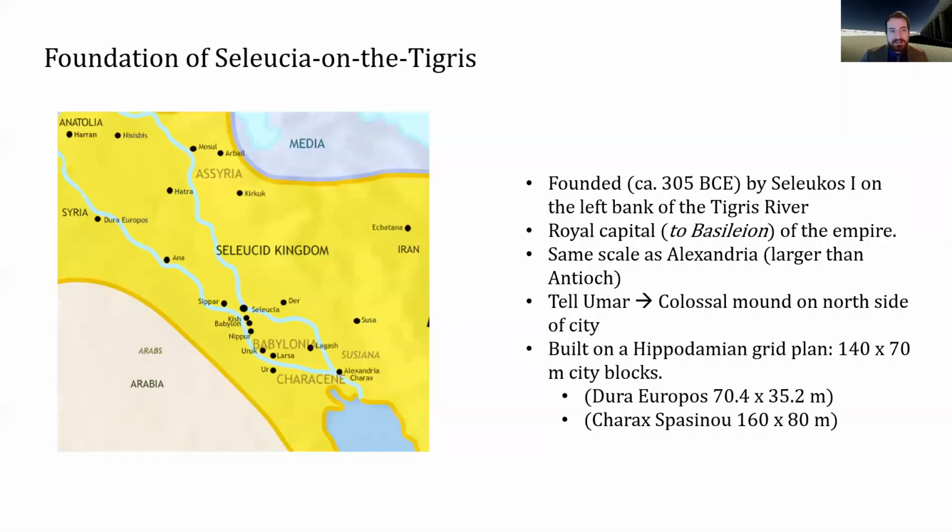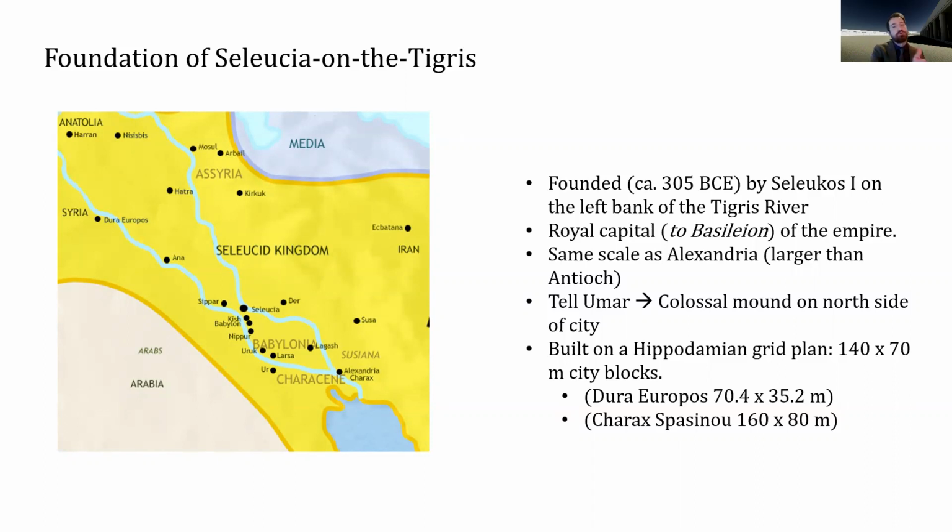So moving to Seleucia on the Tigris, this is one of the cities that we're going to look at basically in depth. It was founded around 305 BCE by Seleucus I on the left bank of the Tigris River, about 30 miles south of modern Baghdad. This was the royal capital of the empire, essentially the seat of governance for the Seleucids, as opposed to how the Achaemenids ran their empire, where they didn't have one actual capital. The Seleucids had Seleucia on the Tigris as their capital.